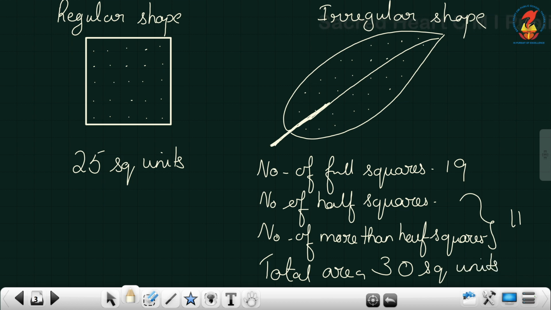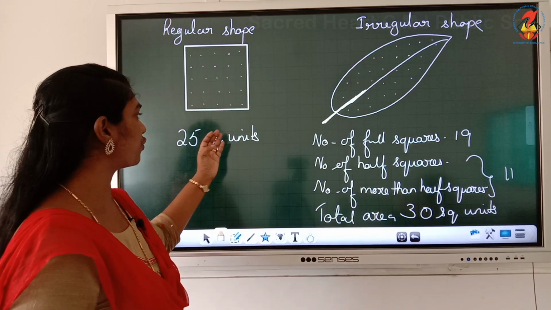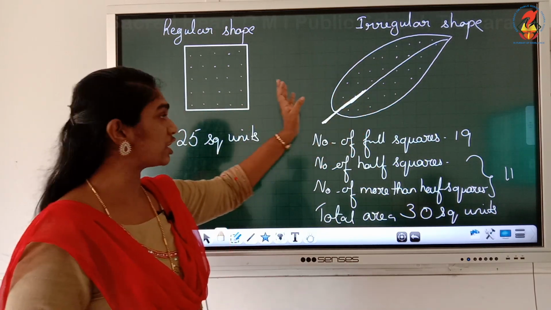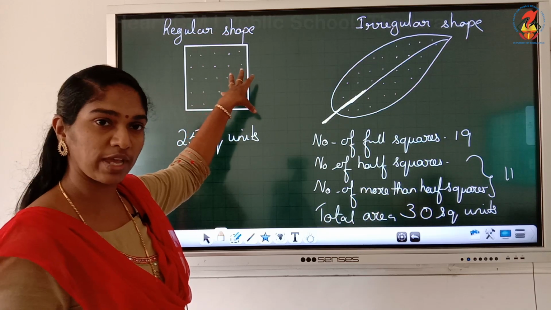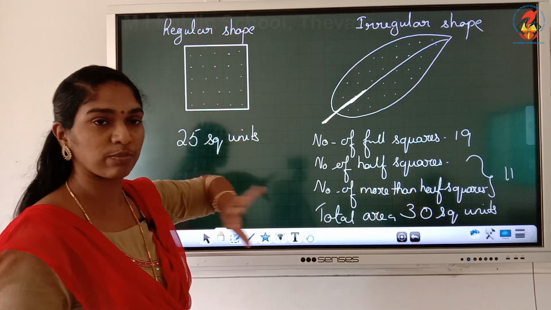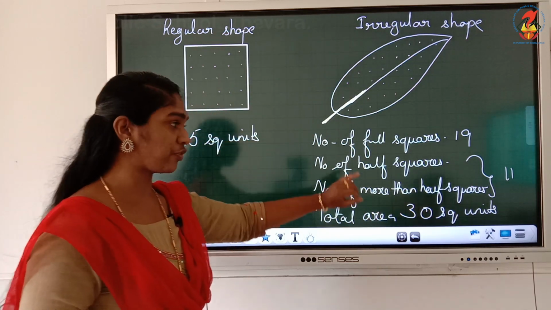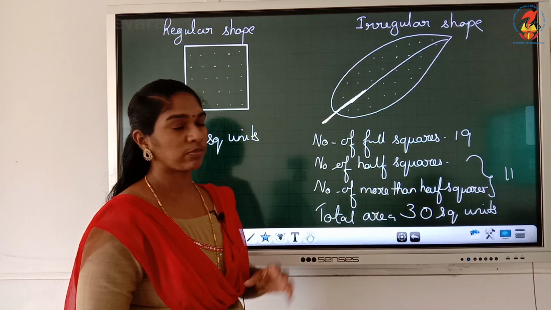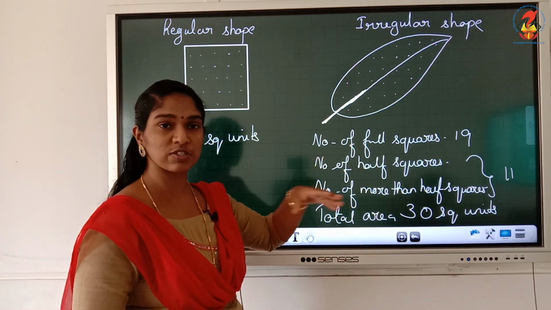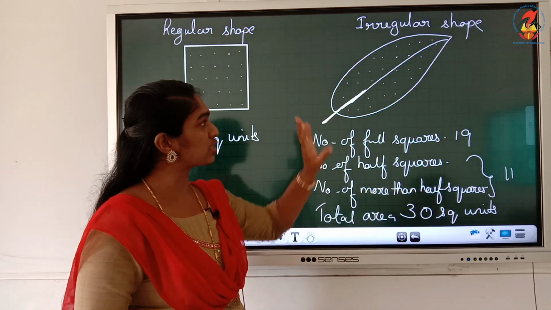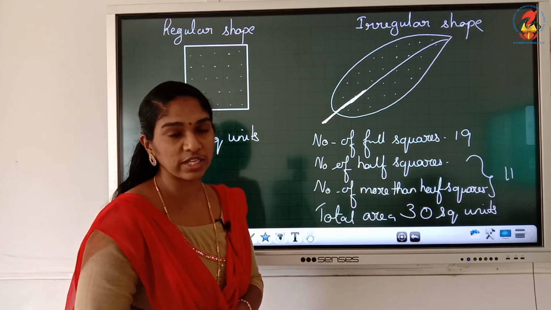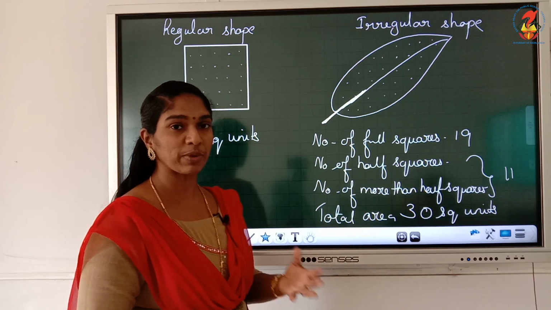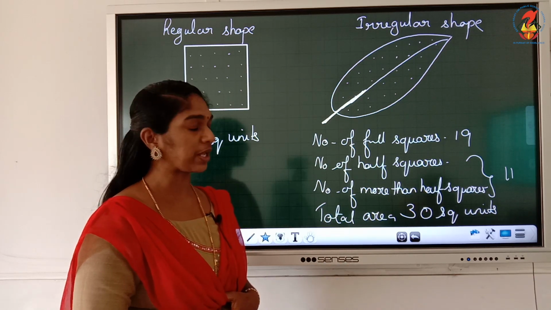So, this is how we learned last year, isn't it? Last year we learned how to find the area of regular shapes and irregular shapes. For regular shapes, you find out the number of squares. For irregular shapes, you count the number of full squares, the number of half squares and the number of more than half squares. The number of less than half squares, you ignore. This is how we counted and found the area. We did this last year, and the same topic is coming in chapter number 3.